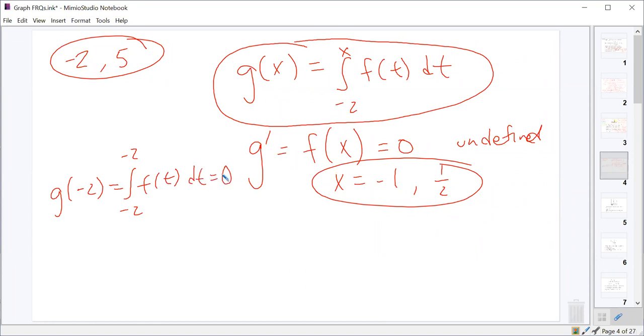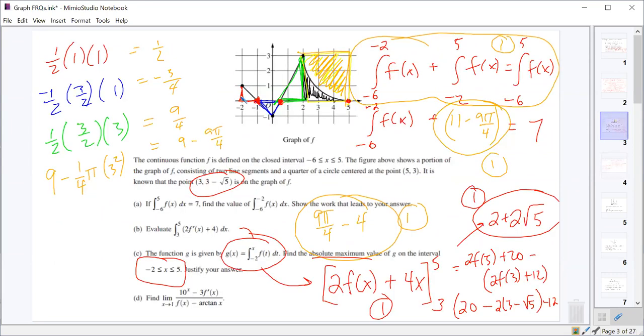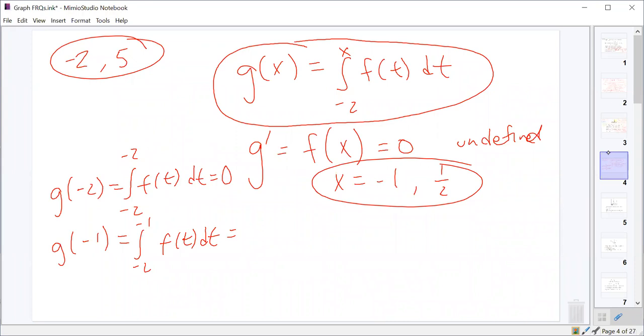0. True? All right. If we want to find g of -1, that should just be the integral from -2 to -1 of f. Well, if we go back, that's just this first little triangle, isn't it? That's the area underneath the curve from -2 to -1. That was 1/2. So immediately we know that -2 is not the max, right? Because we already got a value more than that.